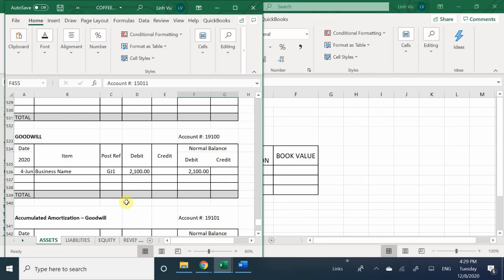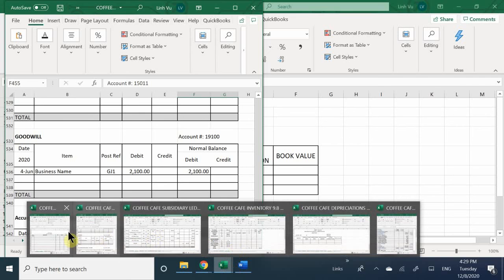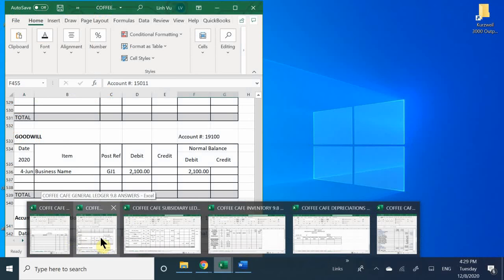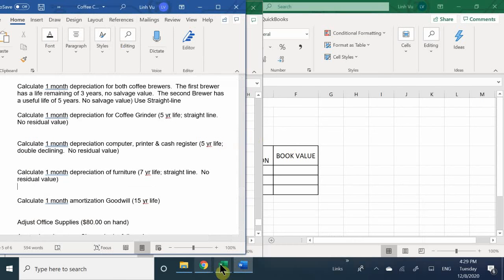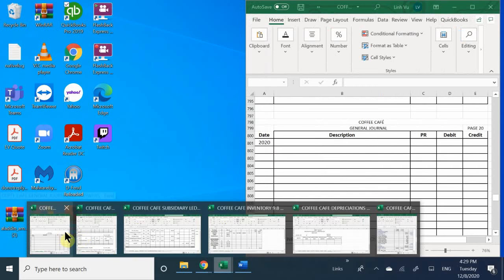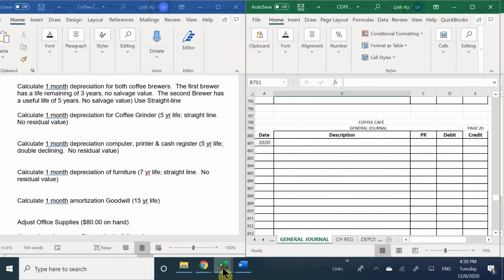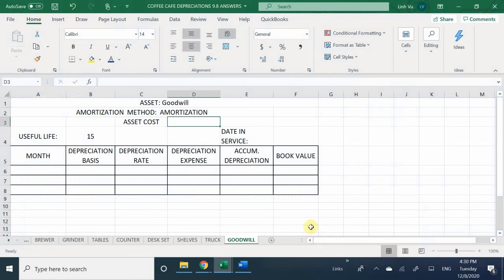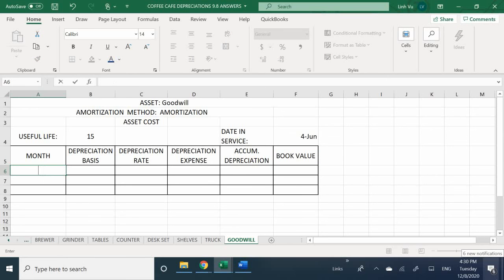So, how do intangible assets actually work? How do you place this in service? Well, this was our business name, so it was the date that it was approved, right? Exactly. It was the date that you acquired it. So in this case, the day that you acquired it was June 4th, is the day that you're going to start amortizing it. Okay, so in this case, we're calculating 1 month of amortization for the month of June.